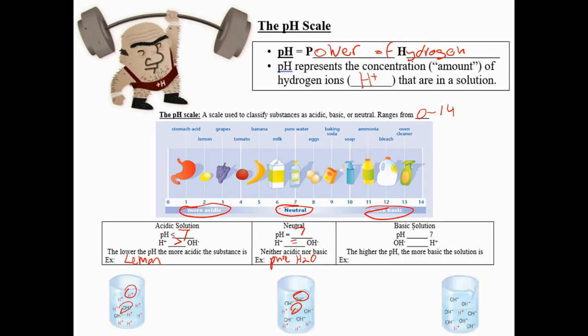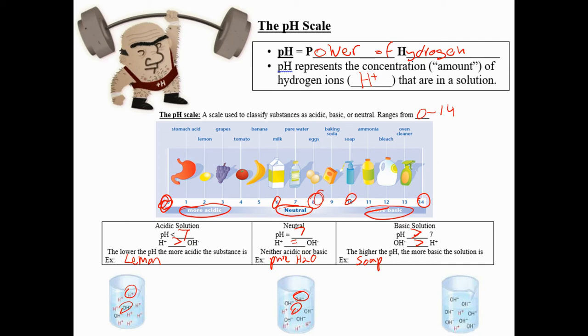And lastly, for basic, pH is more than 7. The OH concentration is more than H plus. Good example would be, if we look here, pH of 10, soap. So the smaller your pH, the more acidic you are. So 0 is very acidic. 6 is still acidic, but not as acidic as 0. And the larger your pH, the more basic you are. So 14 is very basic. And then, 8 is basic, but just not as basic as 14.